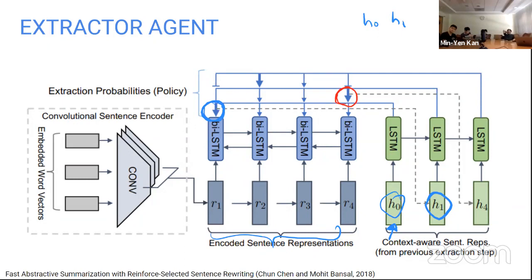But I'm going to create a context-aware sentence representation of it called H4. And H4 is going to allow me to pick the next sentence after that. So which sentence am I going to pick next? Can you guys guess?